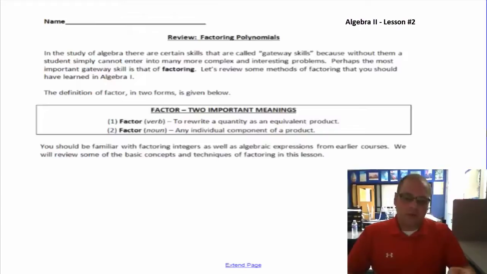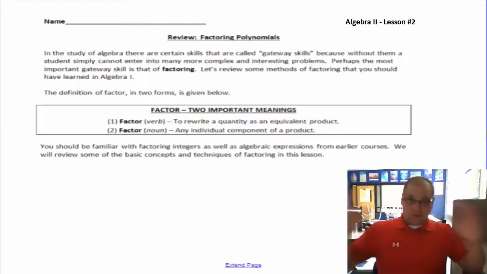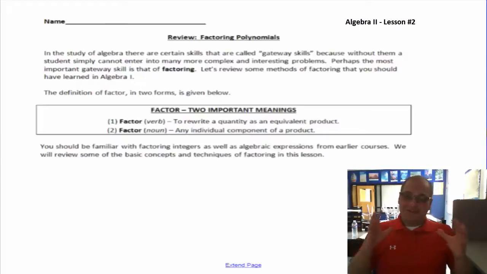So here you'll see on your screen, and you have it on your paper, two important meanings or definitions of the word factor. When you say factor, it could be a verb or a noun. I know this is English. Why are we doing this? Well, because there are two. You could say, hey, I want you to factor something. That would be a verb. You're going to factor a polynomial. You're going to actually do something.